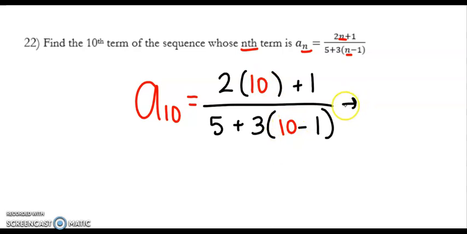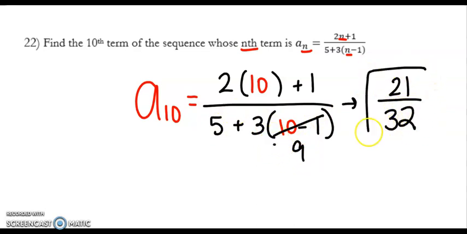So let's clean that up. 2 times 10 is 20, plus 1 is 21. 5 times 3 times 10 minus 1, well, 10 minus 1 is 9. 3 times 9 is 27. 27 plus 5 is 32. And that's your final answer.